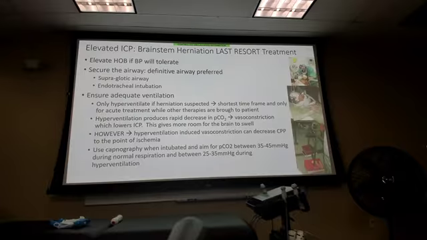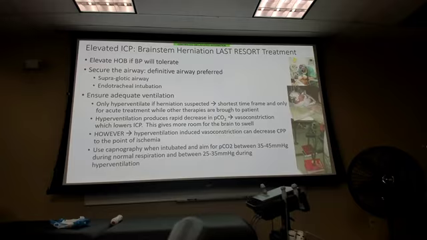All right, so last resort treatment. You can increase the head of the bed, if the BP can tolerate it. Secure the airway. Definitive airway is really preferred. If you can only get a supraglottic airway, then sure, but we really want the tube in between the vocal cords with endotracheal intubation. And then we want to ensure adequate ventilation.